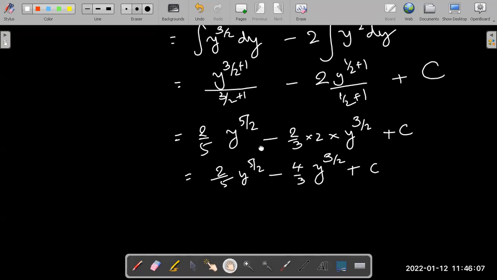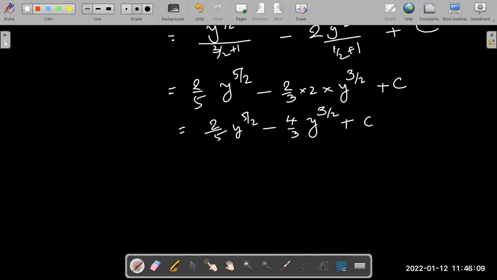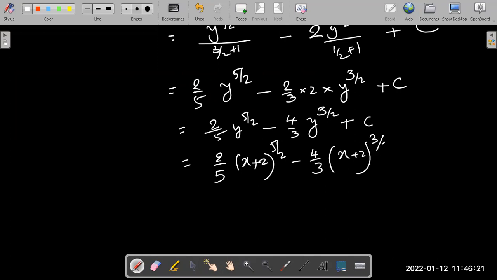So now substitute y back. So y is nothing but x plus 2. So 2 by 5 (x plus 2) whole to the power of 5 by 2 minus 4 by 3 (x plus 2) whole to the power of 3 by 2 plus c. This is the answer.